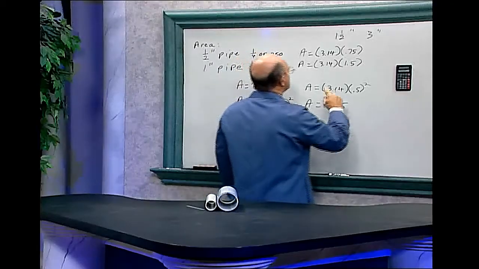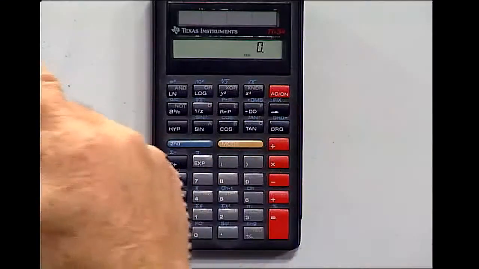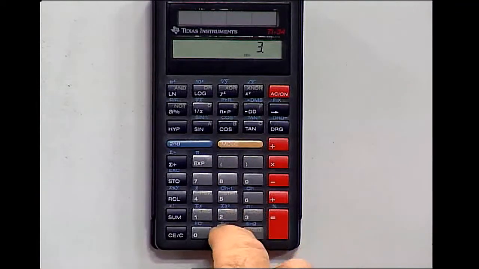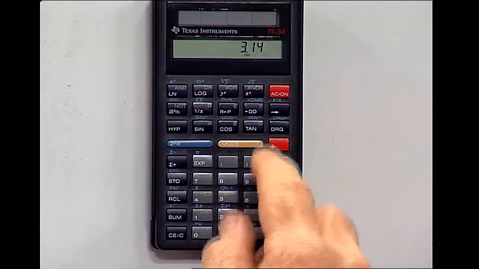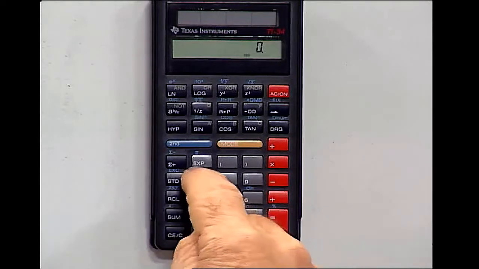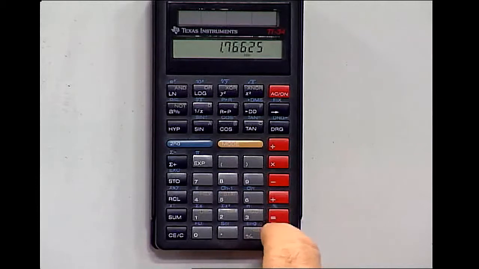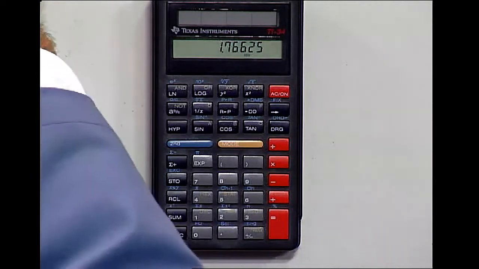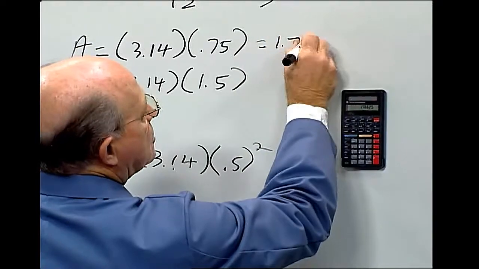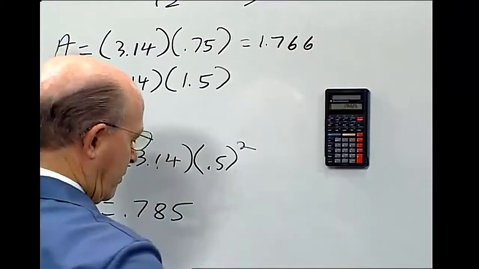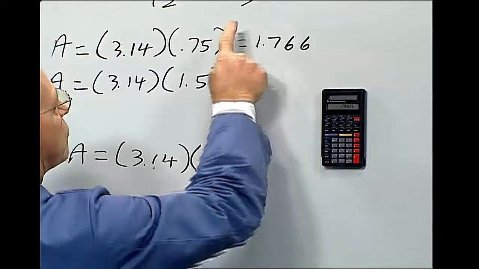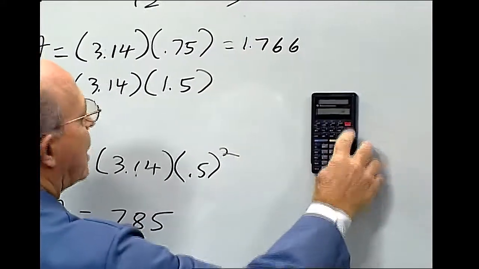Let's find out what it equals, the area. Let's do the 1.5 inch first. 3.14 times 0.75 times 0.75 equals. So the area equals 1.766. Let's do the area for the 3-inch pipe now. Clear the calculator.